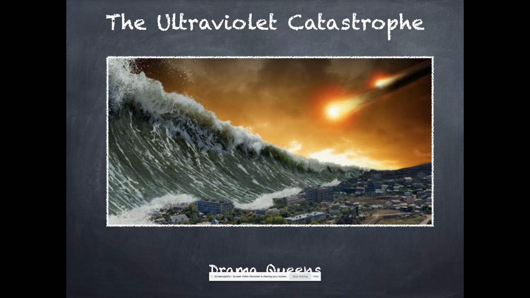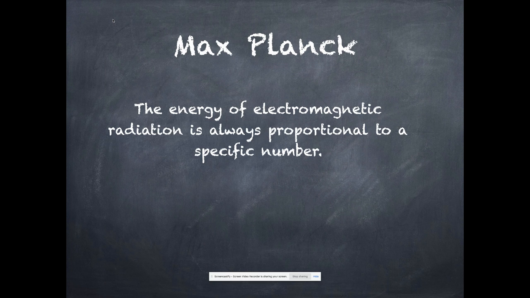It's this silly name. But what it tells us is that the classic wave approach to radiation, especially visible light, wasn't working. Okay, and wave mechanics was not giving us correct answers. So we knew that visible light traveled as a wave, but maybe there's more to the story. And that started to develop with a guy named Max Planck, who told us that the energy of electromagnetic radiation is always proportional to a specific number.